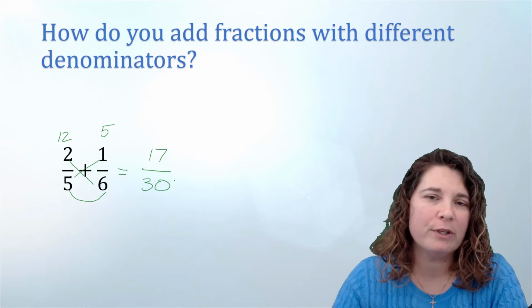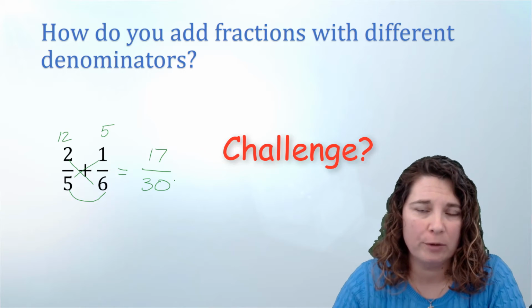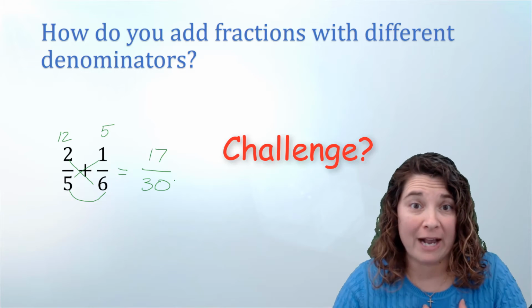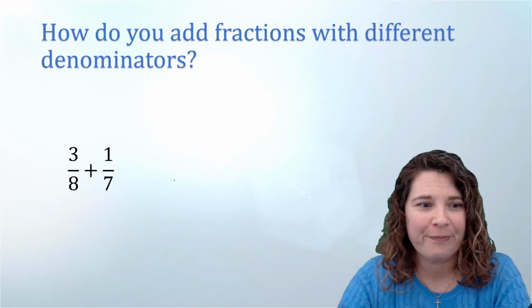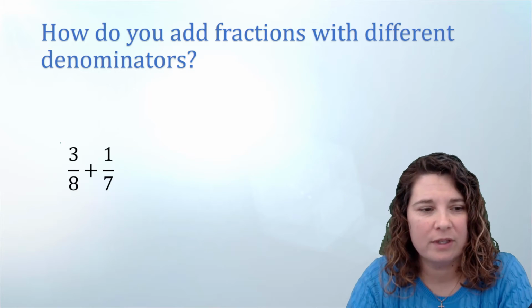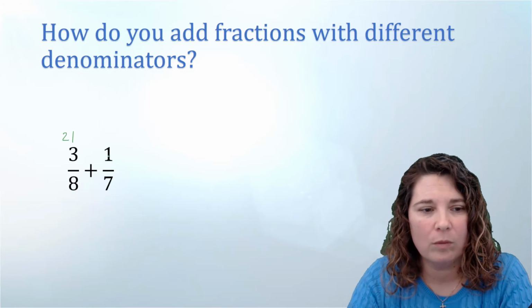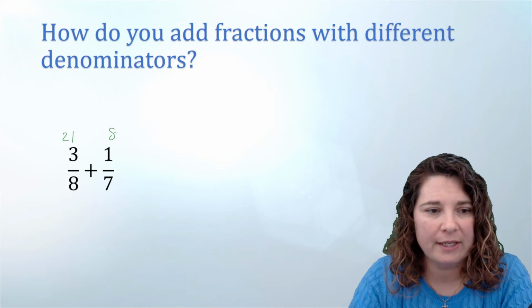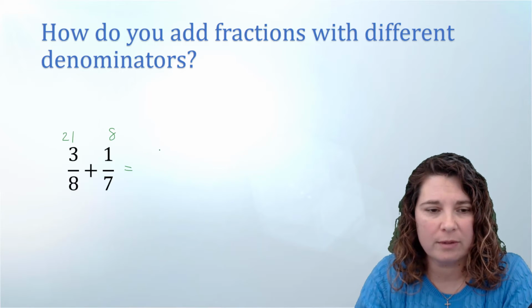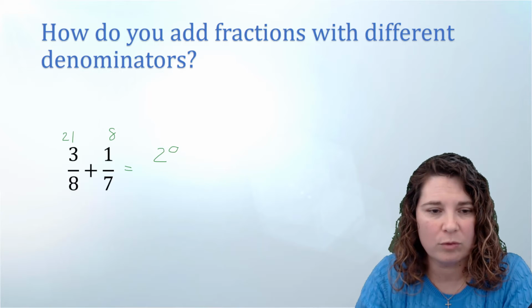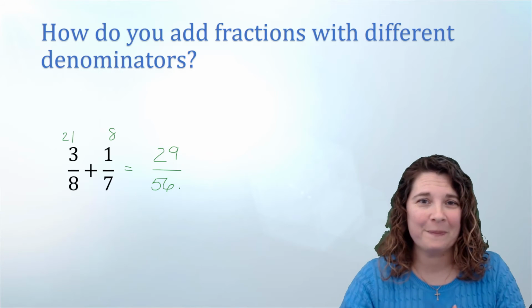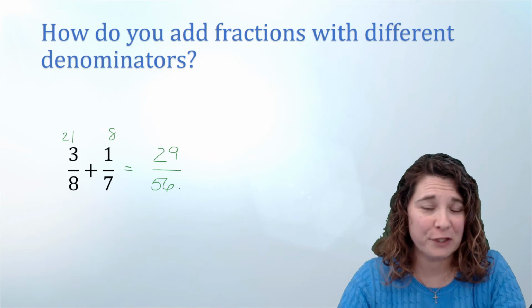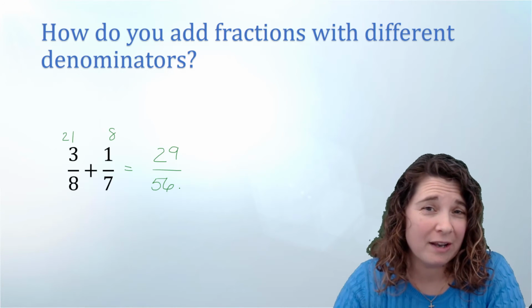Now, before we do this last example, I challenge you to try to do it faster than me, okay? Are you ready? Let's go. 3 times 7 is 21. 1 times 8 is 8. I add those two together because I'm adding fractions. That gives me 29. 8 times 7 is 56. Time! Did you beat me? If you did, great. Did you get 29/56?